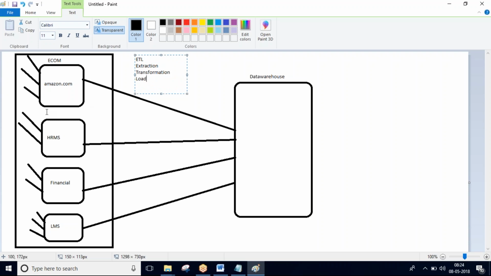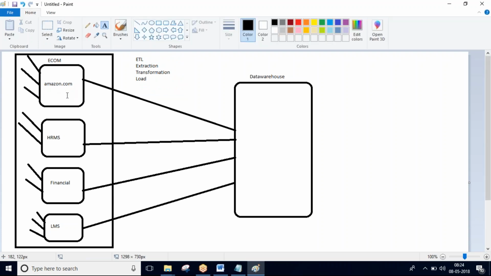Extraction is nothing but reading the data from all these transactional systems. If these are a relational database management system, the ETL tool will use SQL for reading the data. And if you have to read it through a web service, ETL will use a web service for reading the data. So extraction is nothing but reading the data from your transactional systems.